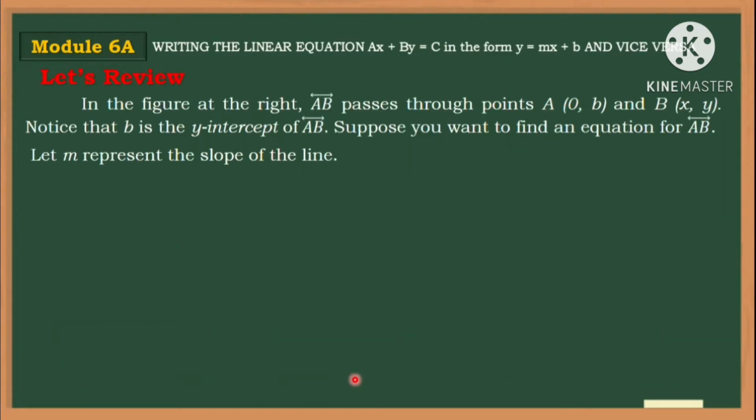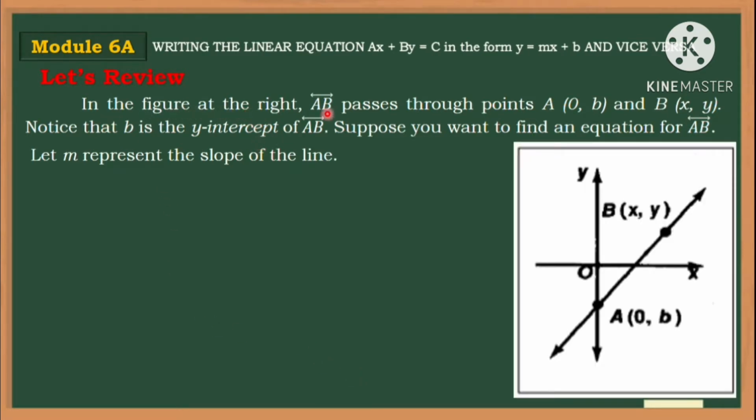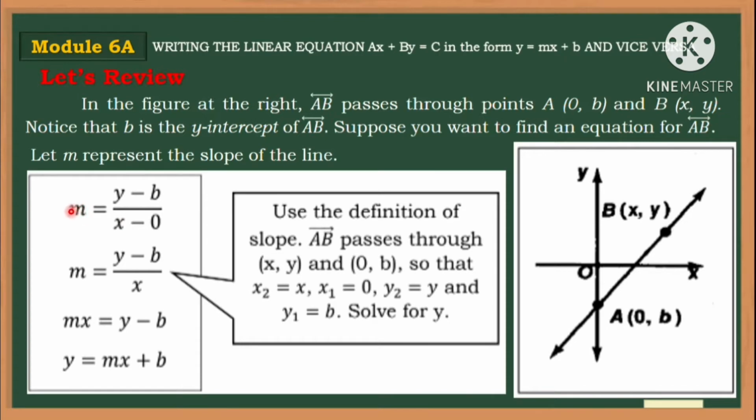So before that, let's have a simple review. In the figure at the right, line AB passes through the point A, which is point 0, b, and B, point x, y. Notice that b is the y-intercept of line AB. Suppose you want to find an equation of line AB, so we're going to let m represent the slope of the line.